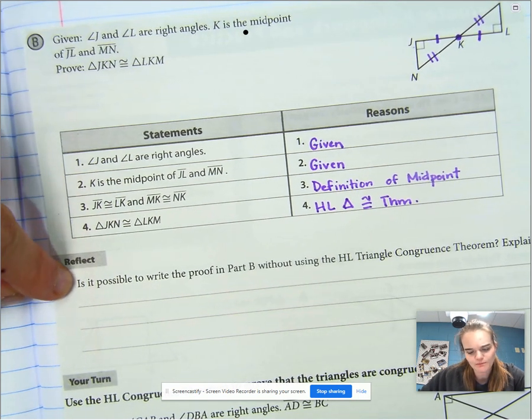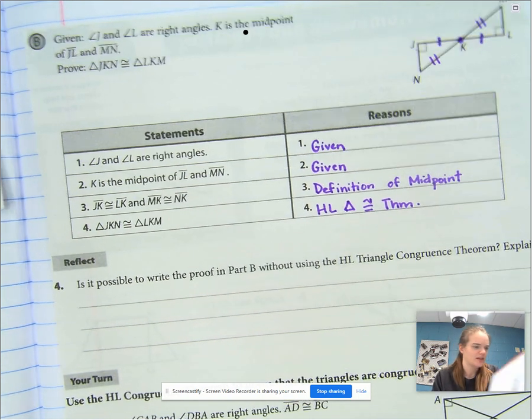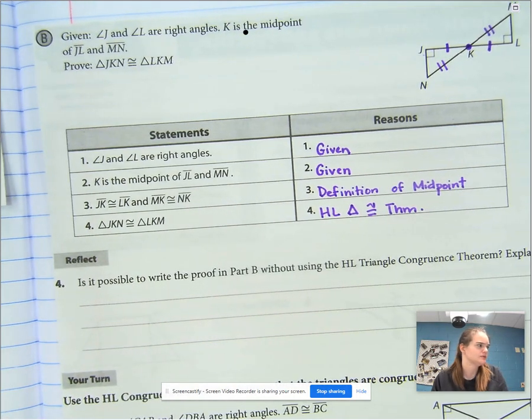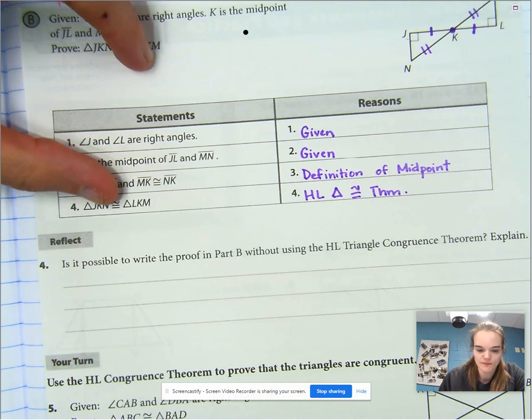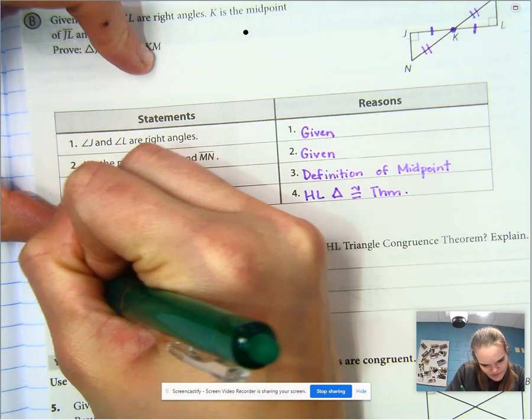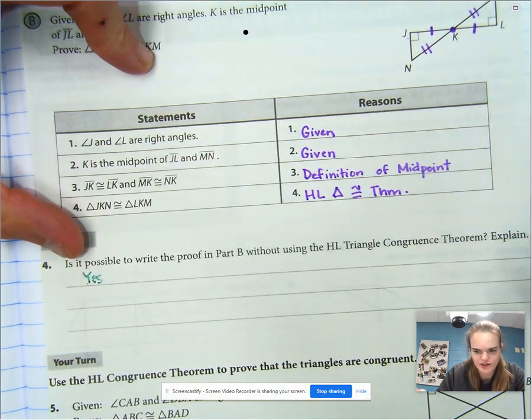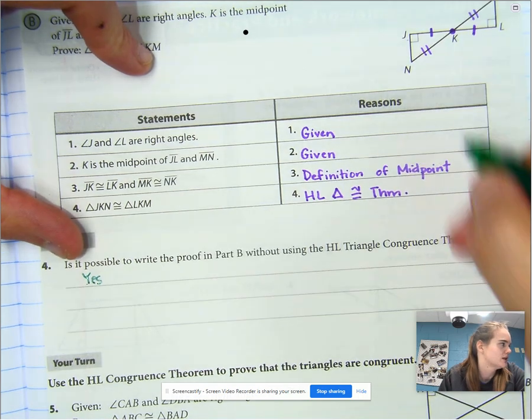All right, number 4. Is it possible to write the proof of B without using the hypotenuse leg congruence theorem? Explain. I want you to pause the video, take a minute, and see if you can answer that question. Is it possible? Okay. The answer is yes. And I'm using a different color because this wasn't part of the proof. We're just going to go back and label this diagram.